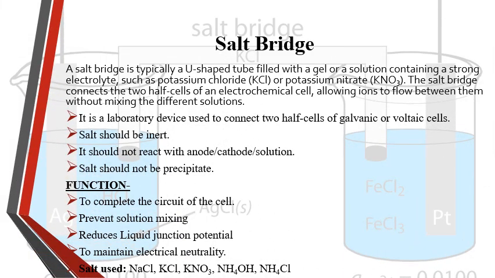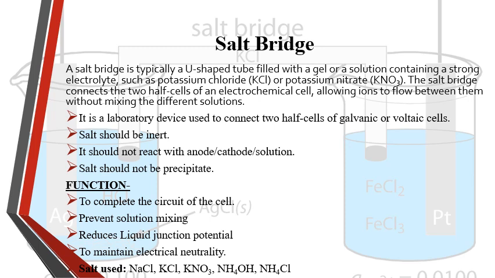A salt bridge is a crucial component in an electrochemical cell, serving several important functions to ensure the proper operation of the cell. Let's explain a few of these functions in detail. The first is that it maintains electrical neutrality.